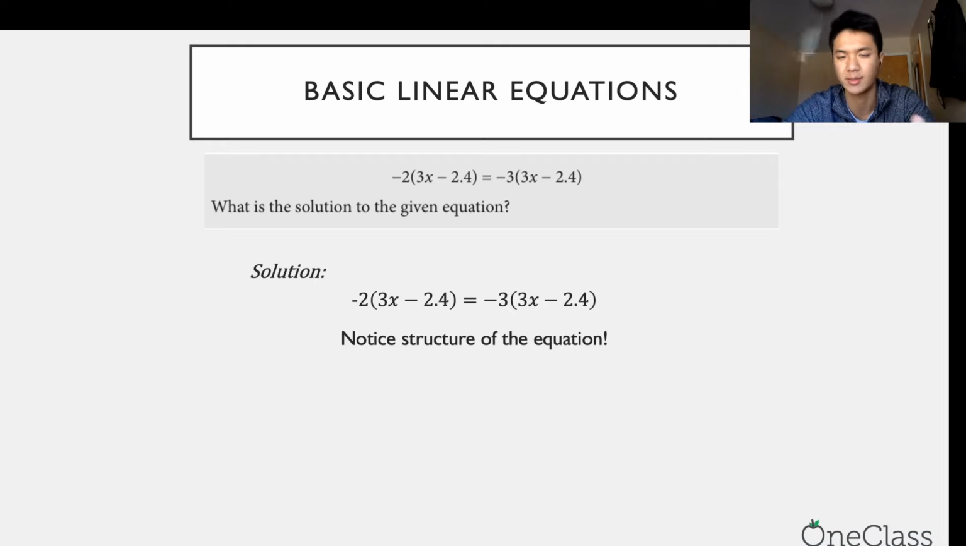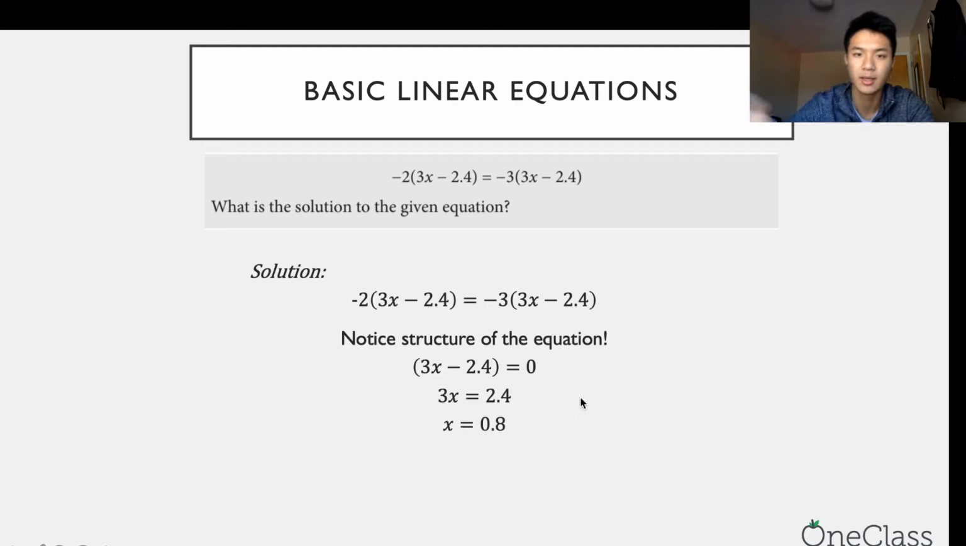And that kind of saves us the trouble of distributing the constants and so forth. We can just set up that final equation of 3x minus 2.4 equals 0, and so that is a very simple linear equation. We want to have constants on one side and variables on the other side, so we add 2.4 to both sides. We get 3x equals 2.4, and then we can divide both sides by 3, and we get x equals 0.8.